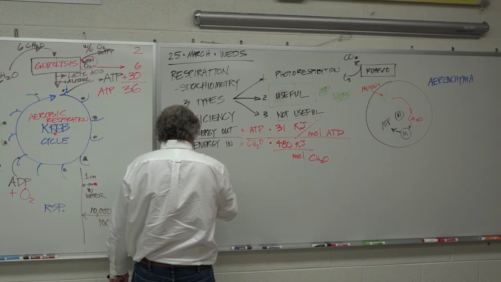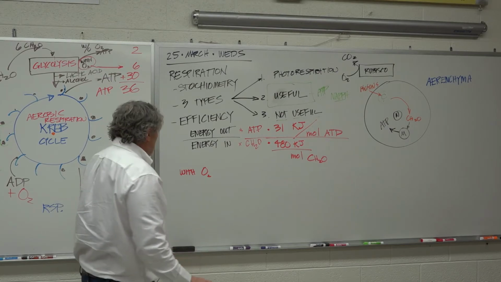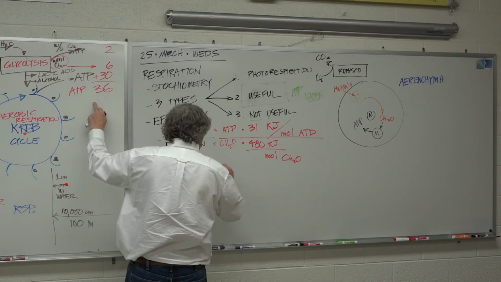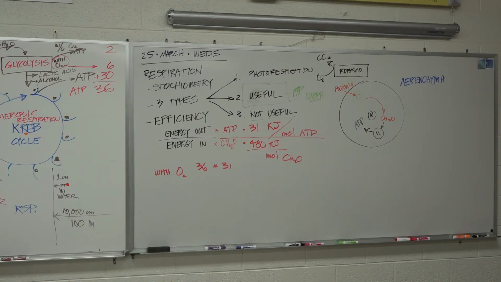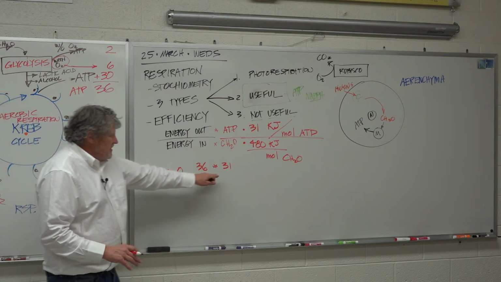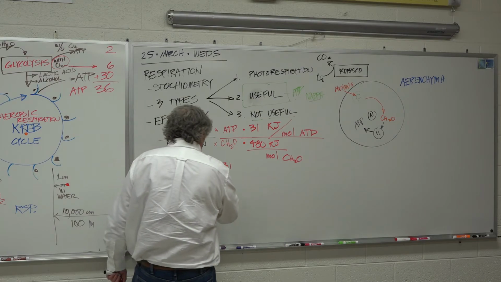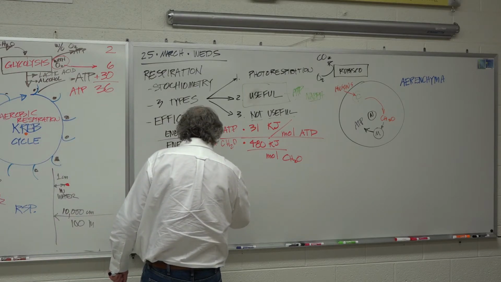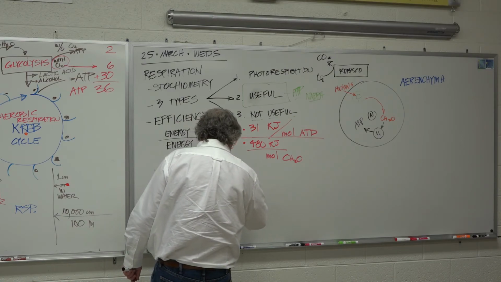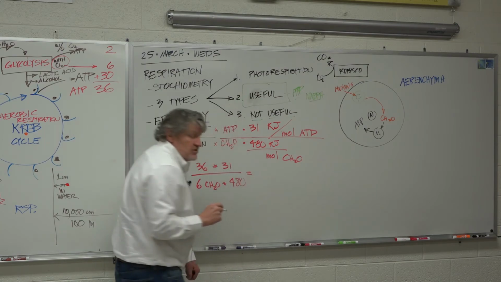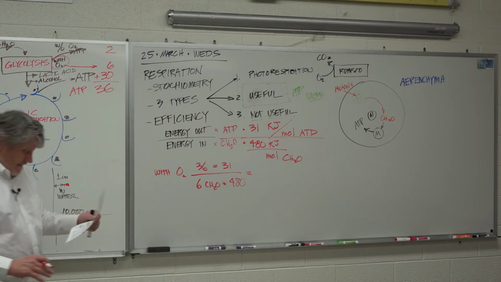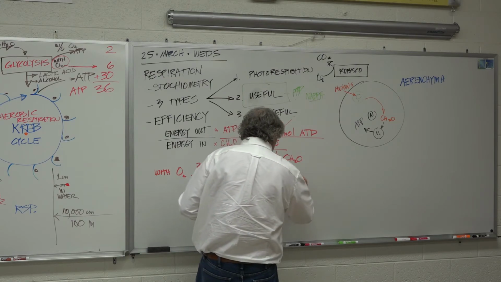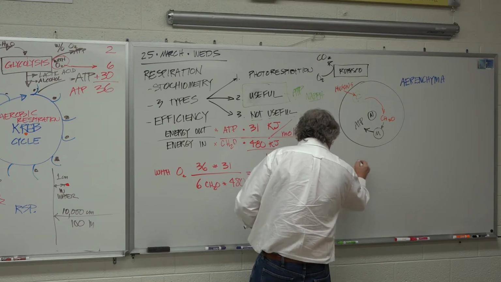With oxygen, plenty of oxygen, not limiting at all, everything runs perfectly. We get 36 times 31, let me make sure, yep, 31. So people use very slightly different numbers for this, but 31 is a round number, over 6 times 480. 6 CH2O times 480 kilojoules per mole. And this comes out to be 1,116 over 2,880. Boom, 39%.